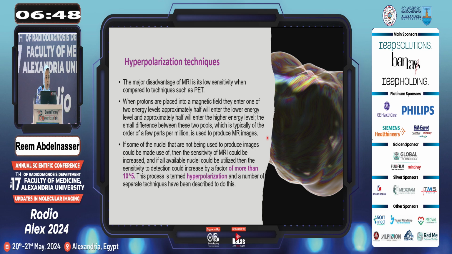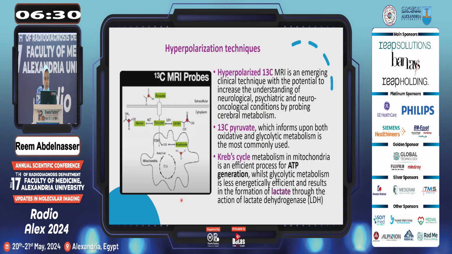If some of the nuclei that are not being used to produce the imaging could be made use of, then the sensitivity of the MRI would be increased. And if all the available nuclei could be utilized, the sensitivity of the detection would be multiplied by a factor of 10 to the power 5. This is what is known as hyperpolarization.